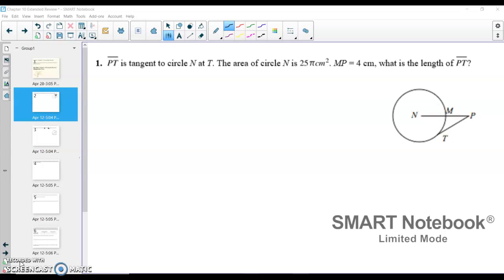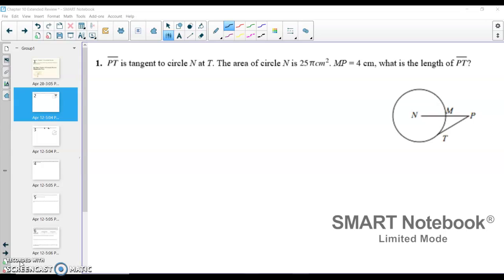So the first problem is saying that PT is tangent to the circle N at the point T. So point T is the point of tangency, where it's the one intersection point when it comes to tangent, and that the area of the circle N is 25 pi centimeters squared. Another piece of information, MP equals 4 centimeters, and we're looking for the length of PT.